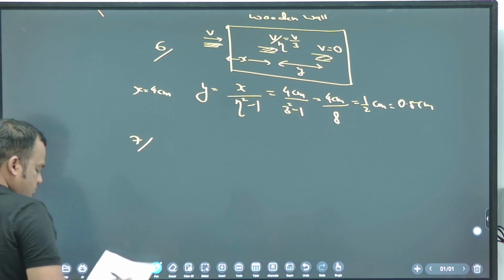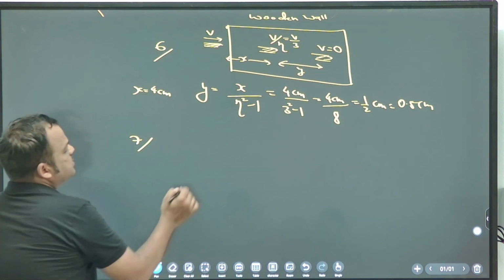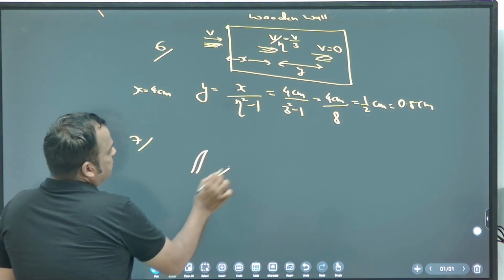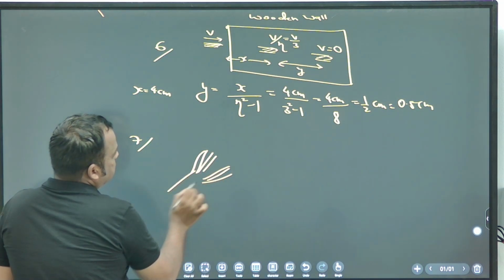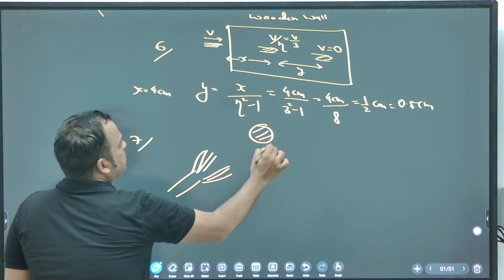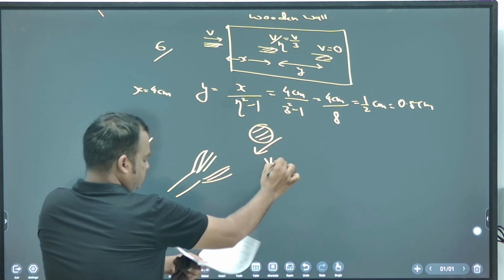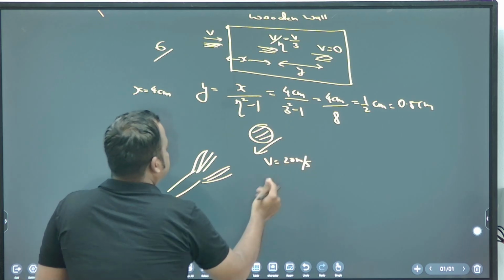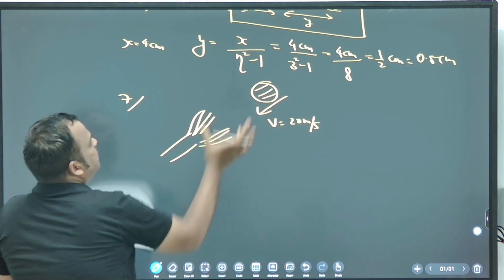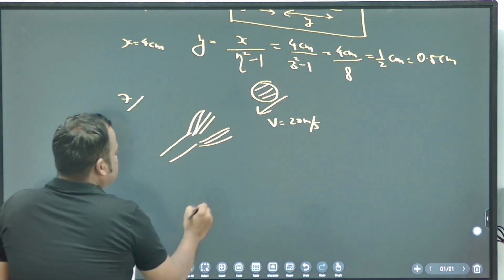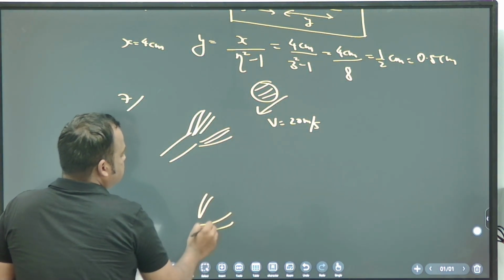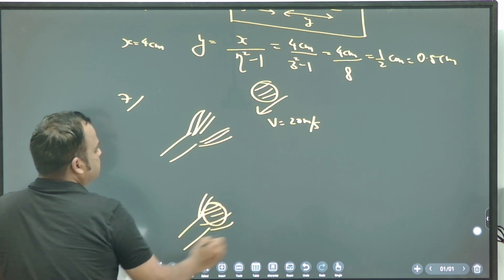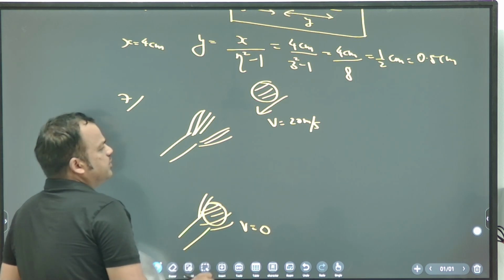Seventh, player catches the ball. Suppose this is the hand of the player. Ball is coming like this. So what is the initial velocity of the ball? 20 meter per second, okay. So ball is coming like this. So what is the final velocity of the ball? 0. Now v is equal to 0.